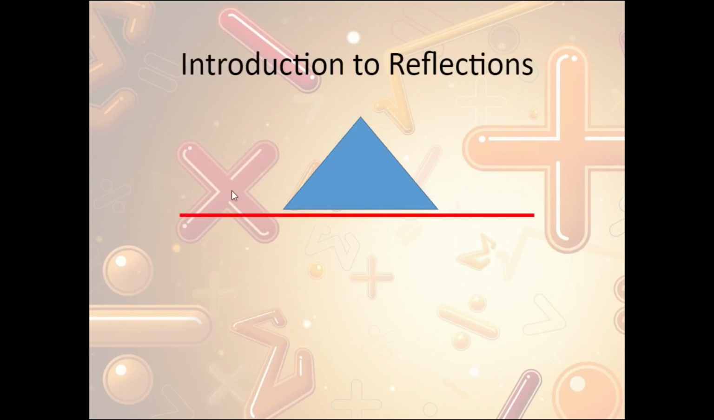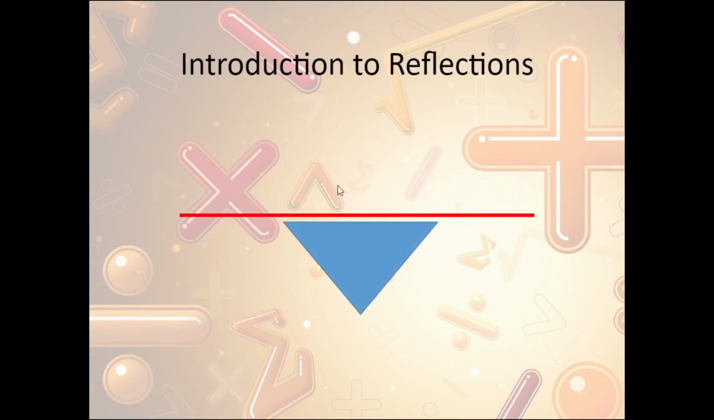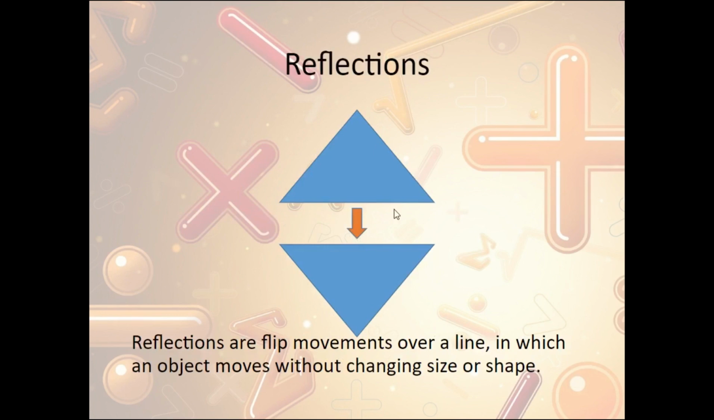Introduction to reflections. Reflections over a line, we start with, for instance, a triangle here. If we flip it over, it becomes like this. So if we flip it over that line, it becomes this way. So it can be up and down, or it could be side to side. So it could flip and go over here as well. Notice they do not change size or shape. They do change direction though. So it will flip over and it will look inverted, but the size of the triangle in this case does not change.